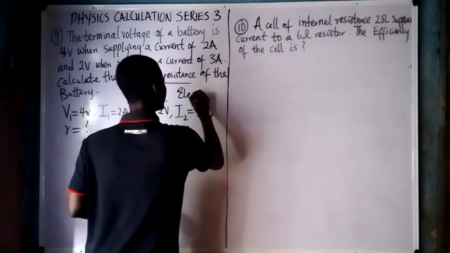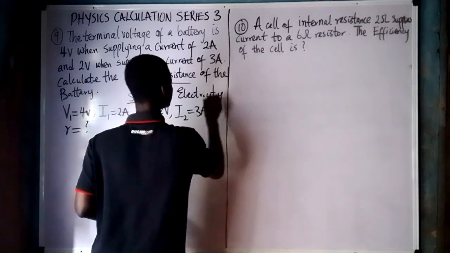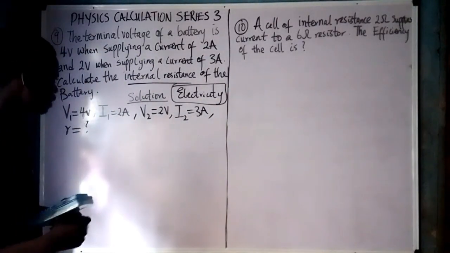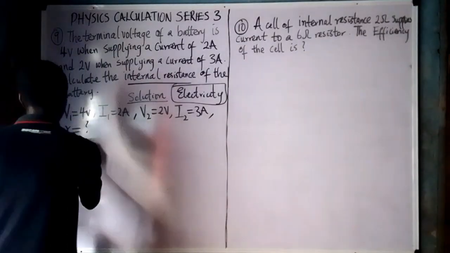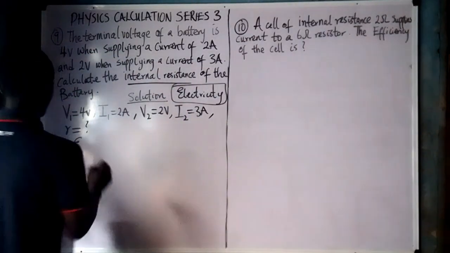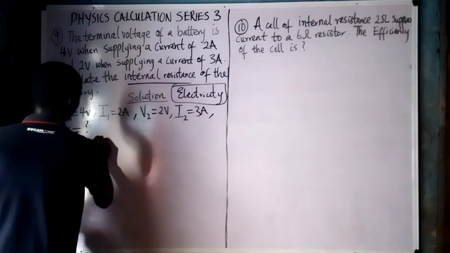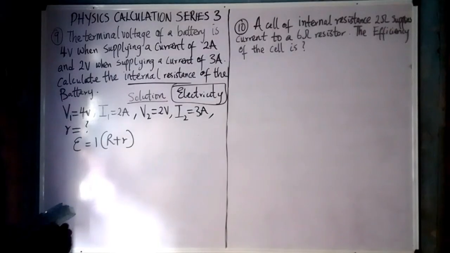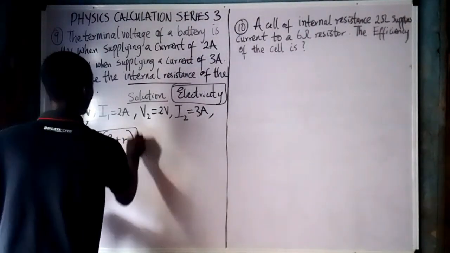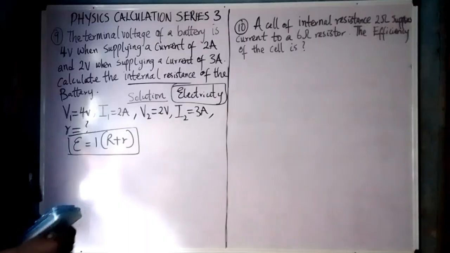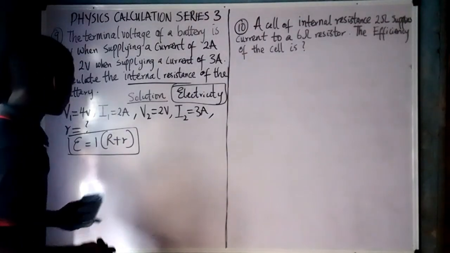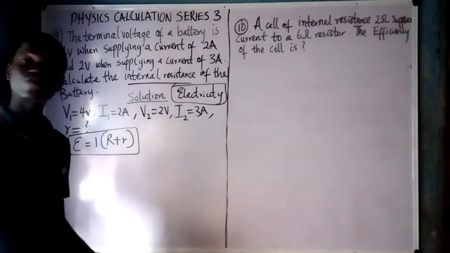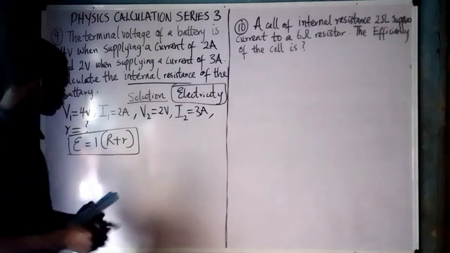Specifically speaking, this topic was from EMF of a battery. Now we know from that topic, EMF is equal to I(R + r). This is the formula for EMF. Then we have other derivatives depending on what was given in the question. Now in this question, were we given our big R? No. So we cannot use this original formula for EMF. Rather, we will expand this further. There's another formula to use.